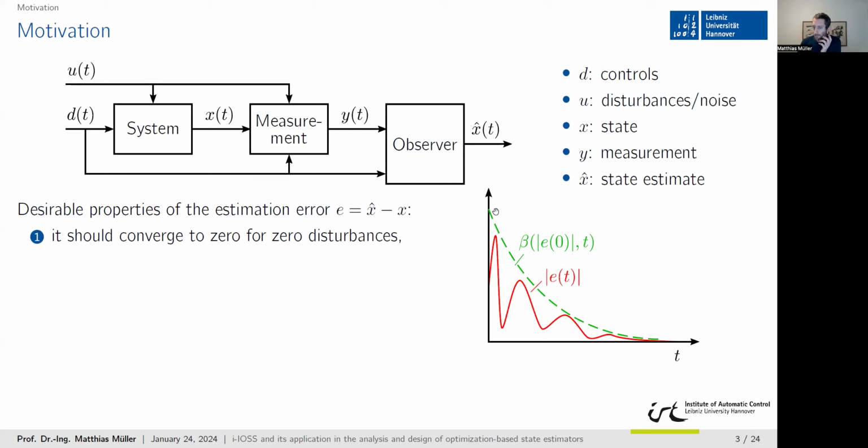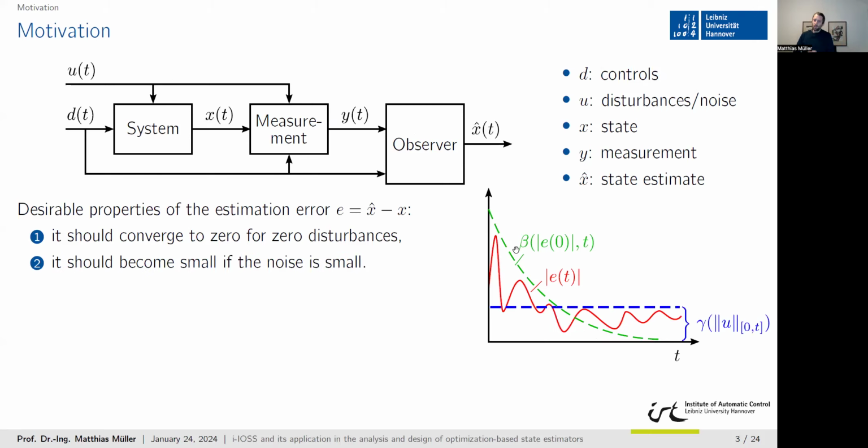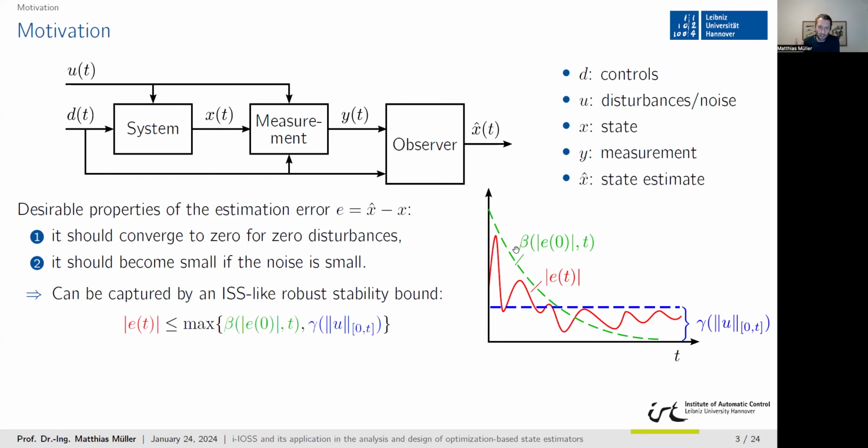So the norm of the error should decay to 0, which is a classical KL bound. And then if the noise is small, of course, also the estimation error should become small. So that's the classical ISS-like robust stability bound for the estimation error that I would like to have: that the estimation error is bounded by the maximum of this decaying term of the initial error and the supremum norm of the disturbances.